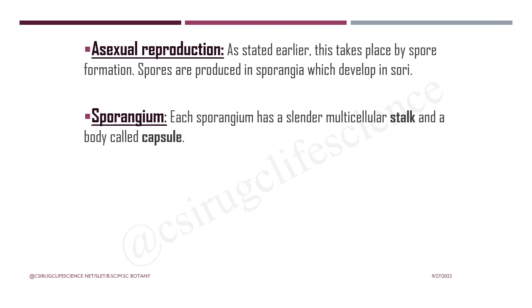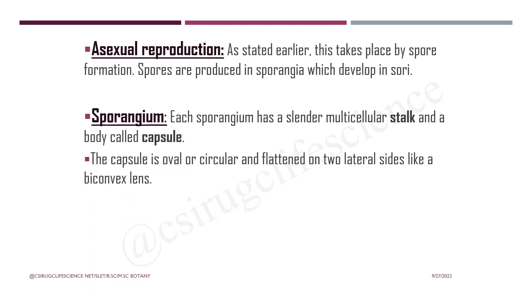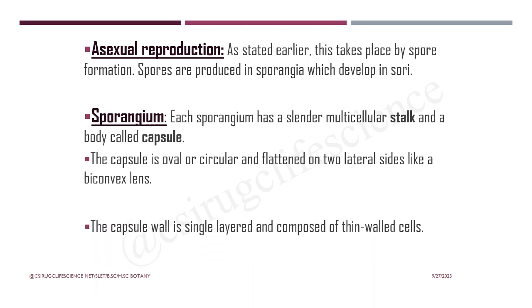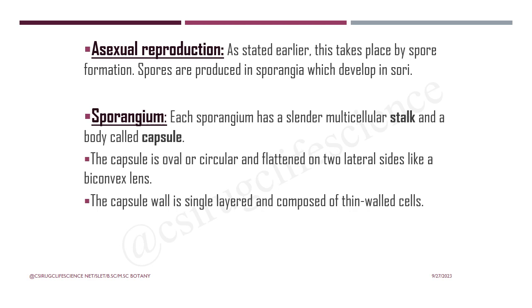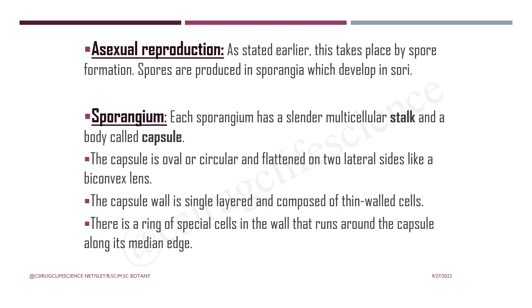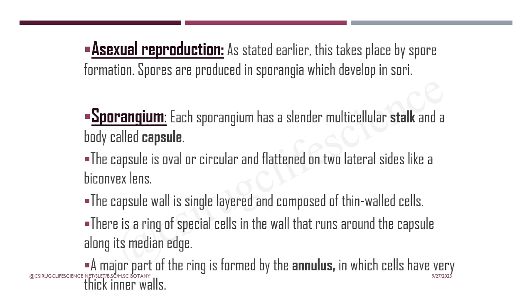Each sporangium has a cylindrical multicellular stalk and a body. This is called the capsule. The capsule is oval or circular and flattened on two lateral sides, like a biconvex lens. The capsule wall is single-layered and composed of thin-walled cells. There is a ring of special cells in the wall that runs around the capsule along its median edge. A major part of the ring is formed by the annulus, in which cells have very thick inner walls.